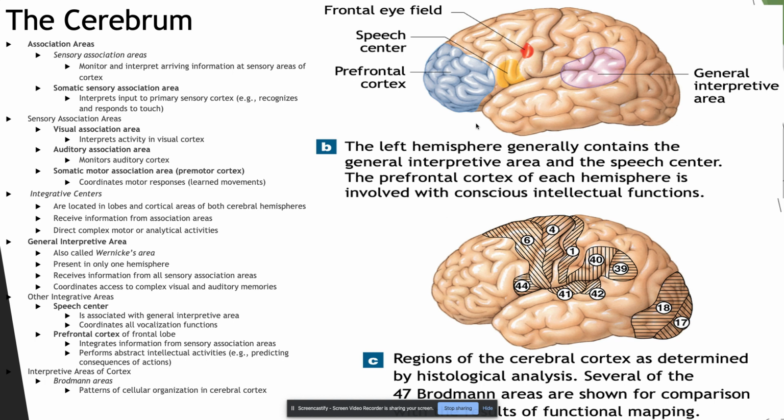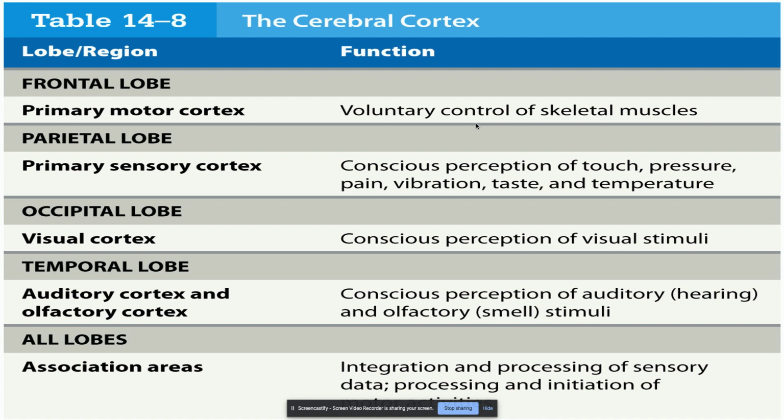For example, Brodmann area 44 corresponds to the speech center, and area 41 to the auditory complex. Area 4 follows the contours of the primary motor cortex. In other cases, the correspondence is less precise. For instance, Brodmann area 42 forms only a small portion of the auditory association area. Again, here is a table summarizing what we just talked about.